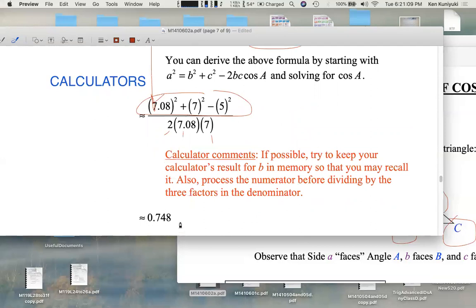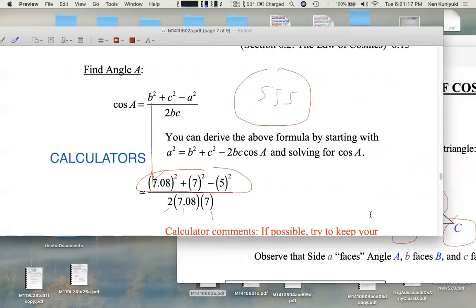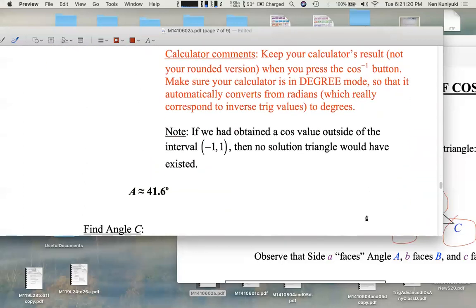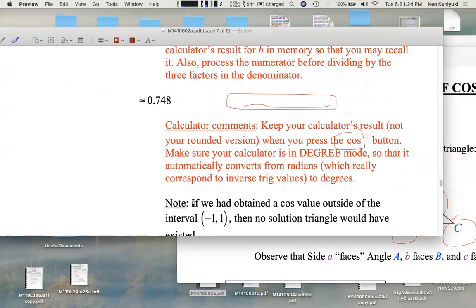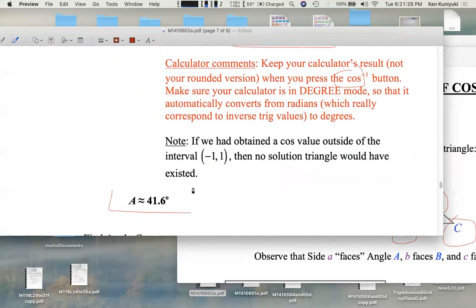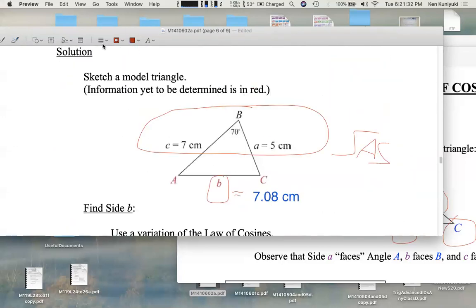You might not want to round off. You might want to keep the full entry in your calculator display, all the digits. Okay, cosine of A is all that. So the inverse cosine, A is the inverse cosine of all this, right? A is the inverse cosine of all that. A is about 41.6 degrees. So this here is about 41.6 degrees.